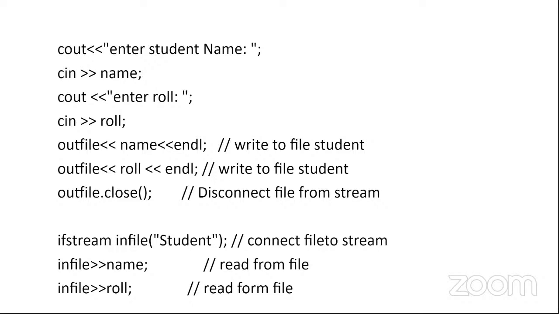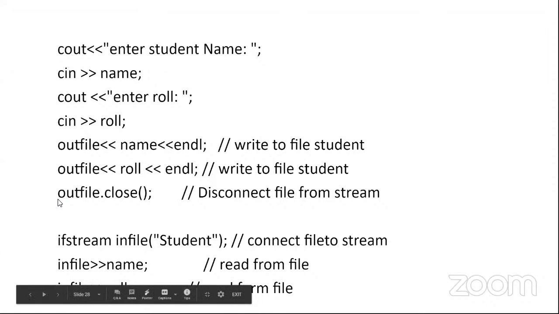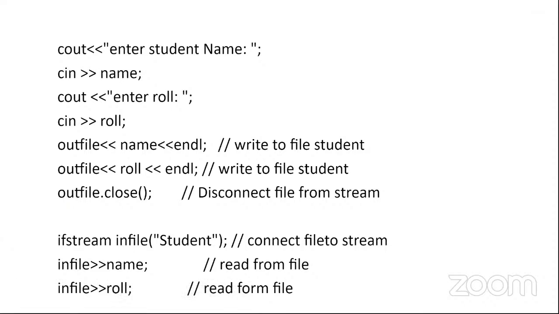Now this outfile object will be used to write the student name into the file, and then the roll number, and then a close function will be used for closing the stream. And then we use ifstream. This is the object to read, a class which helps to read from a file. And then we use the object infile to read the name from the file, and infile to read the roll from the file.